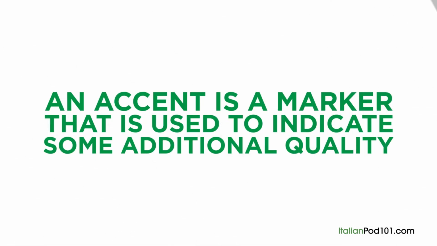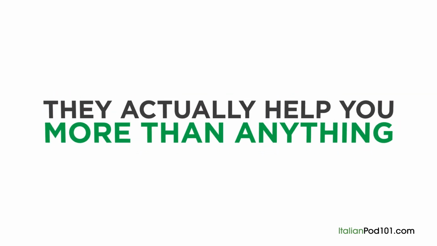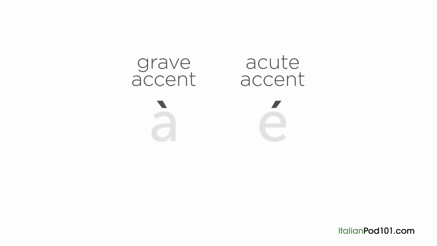An accent is a marker that is used to indicate some additional quality. That being said, accents aren't as intimidating as they look. They actually help you more than anything. There are two types of accent used in Italian. The grave accent, which looks like a line falling from left to right, and the acute accent, which looks like a line rising from left to right.